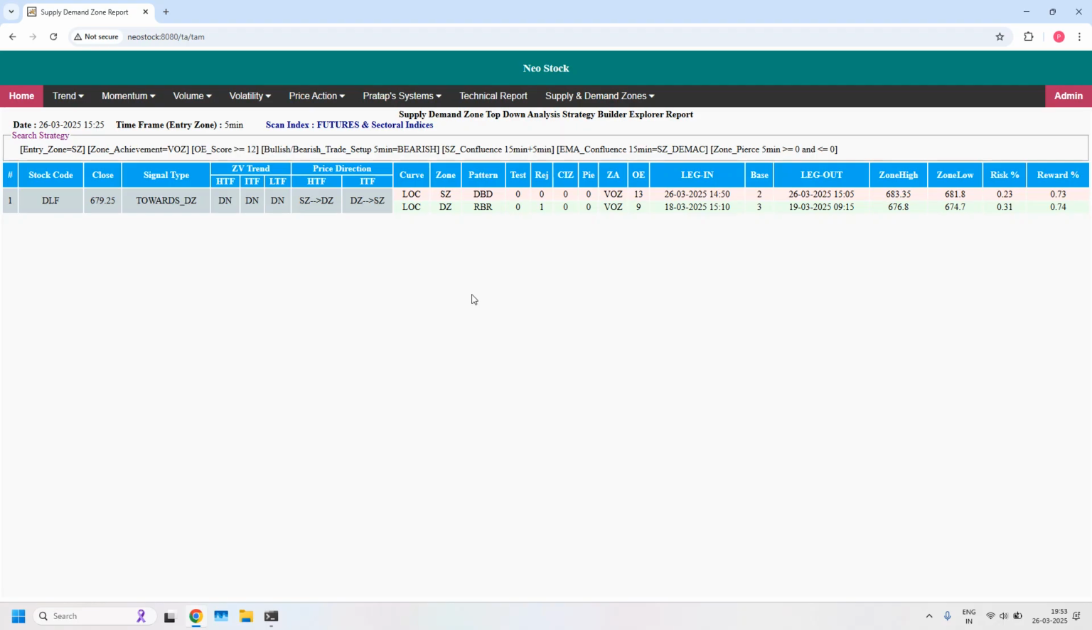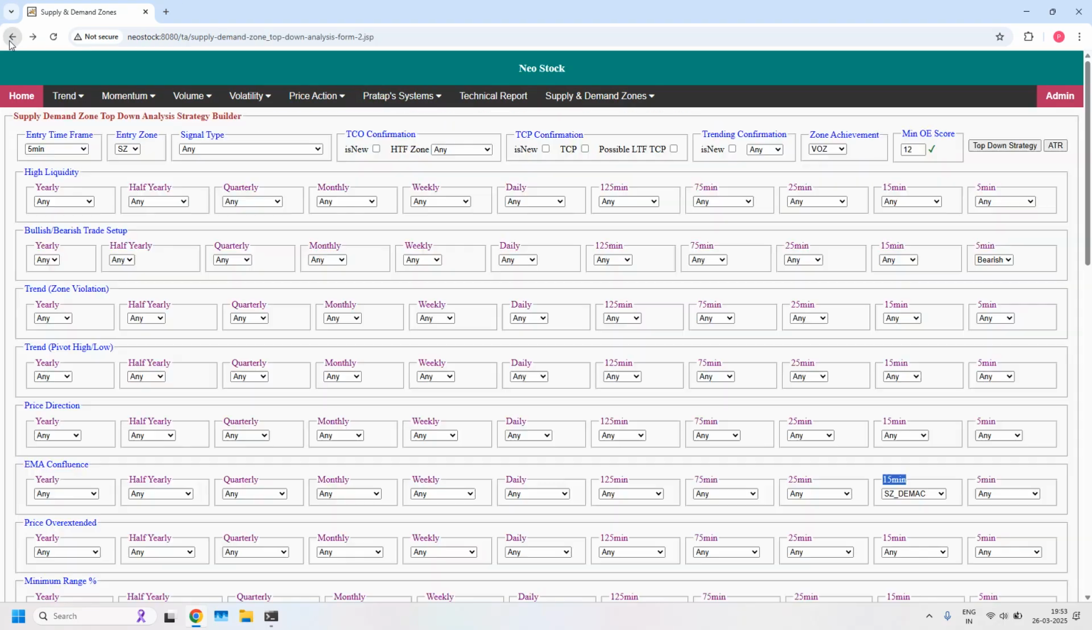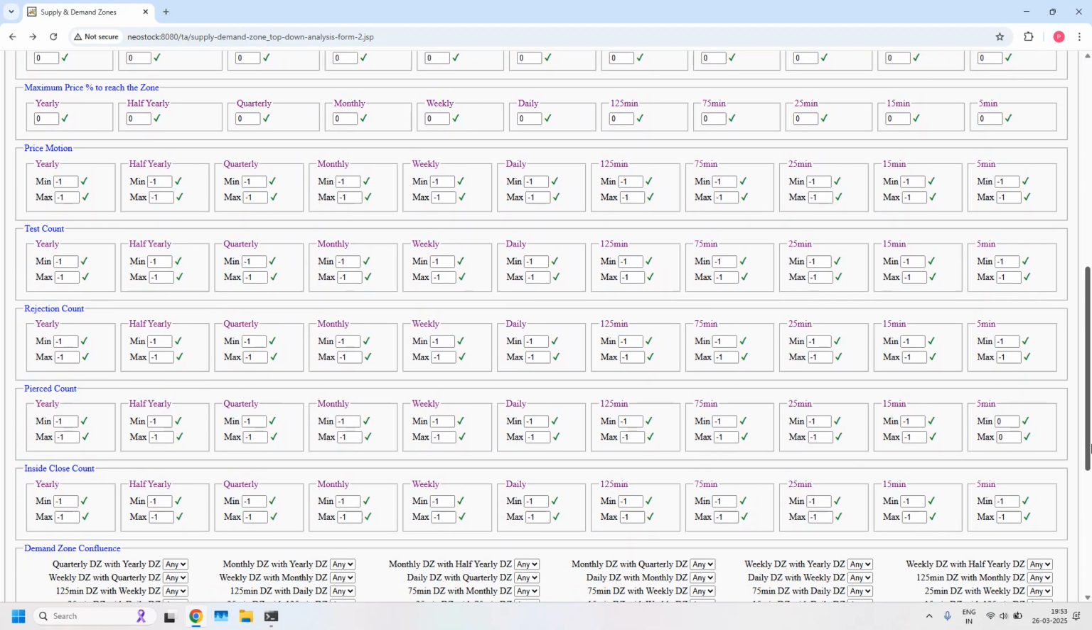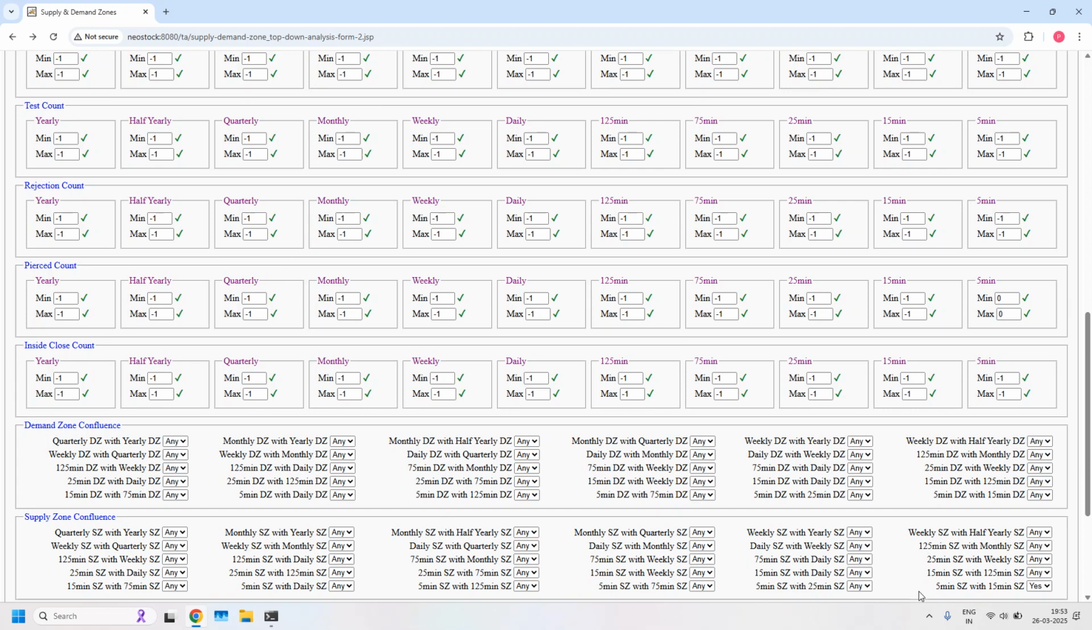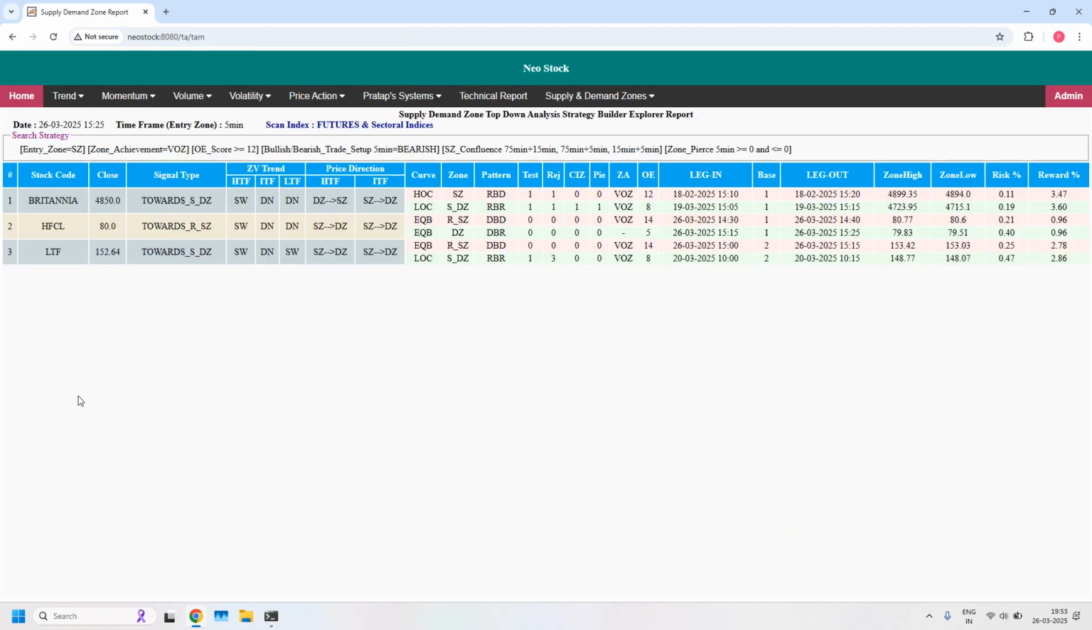Next we will look into LTF, ITF and even HTF supply zone confluence supported stocks. Removing the EMA filter. In the supply zone confluence, we should set 3 filters. First filter is already enabled. Next, 5 minute supply zone with 75 minute supply zone confluence. Then 15 minute supply zone with 75 minute supply zone confluence. With all the 3 filters, we got 3 stocks.